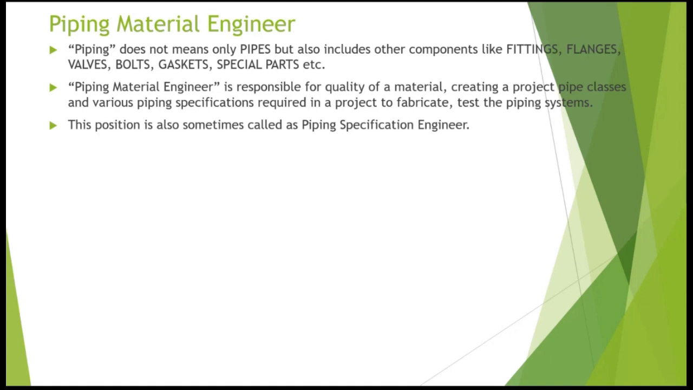So what is the role of a piping material engineer? The piping material engineer is responsible for the quality of the material, creating project pipe classes, and the various piping specifications required in a project. So why create all these documents? These documents are required to fabricate and test the piping system. If I want to build something, I should know from where I should build it. And once I build it, I have to test it, from the quality point of view, to see whether it will run as per expectation. So that's why testing is important.